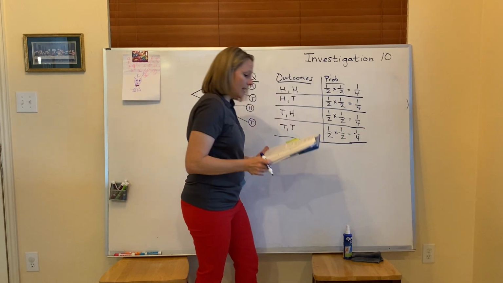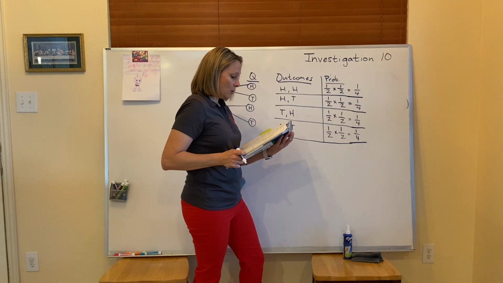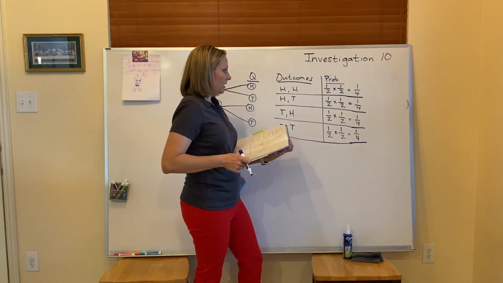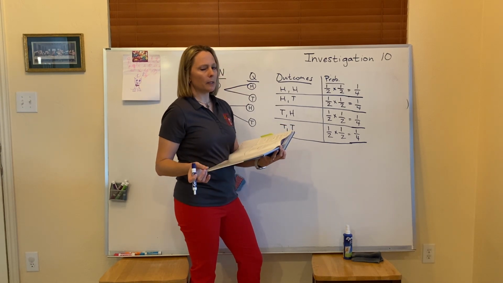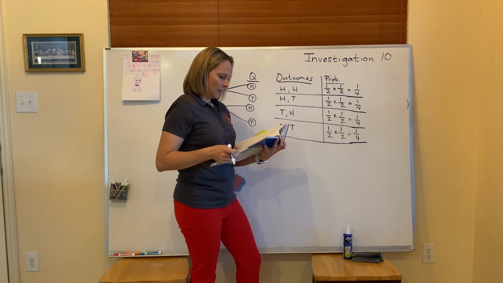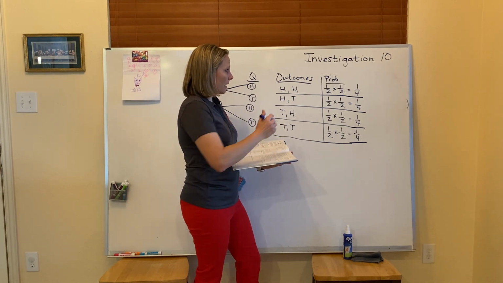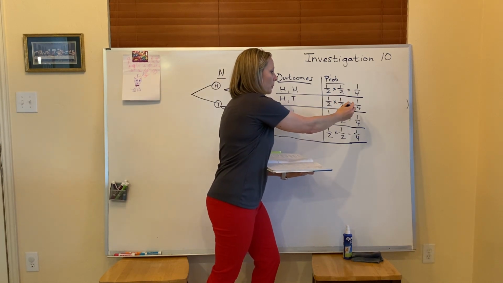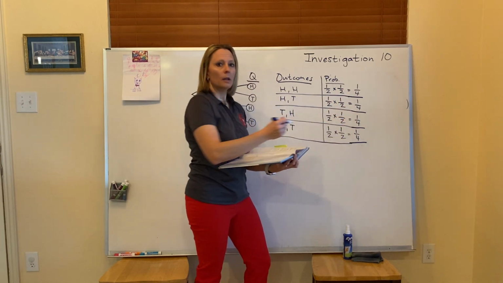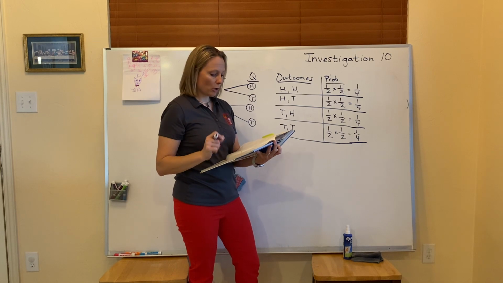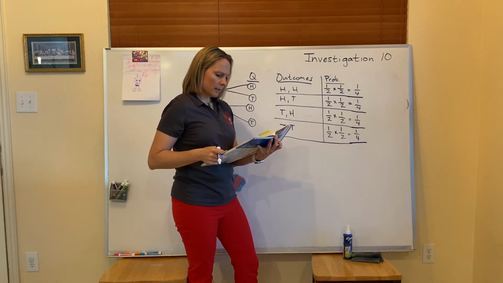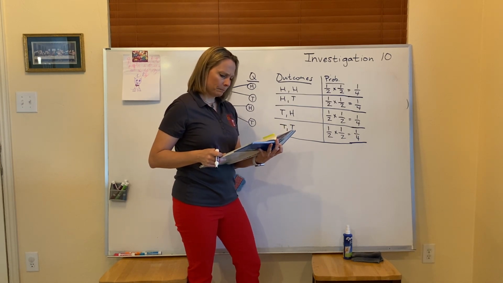So we can see that there's an equal chance of any of these outcomes, equal probability of any of these outcomes. I said it correctly that time. Our total probability, 1/4 plus 1/4 plus 1/4 plus 1/4 is equal to 1. So we did our chart correctly. Okay, so let's look at number 12.